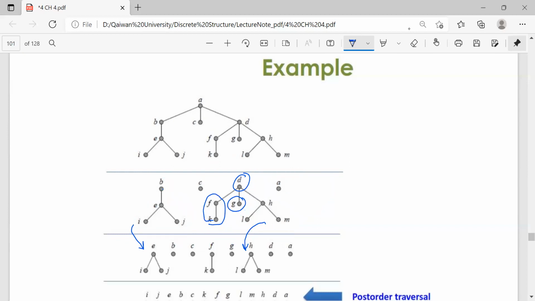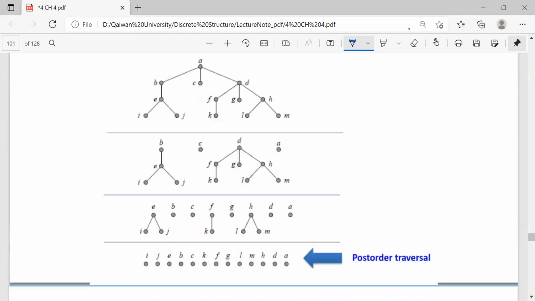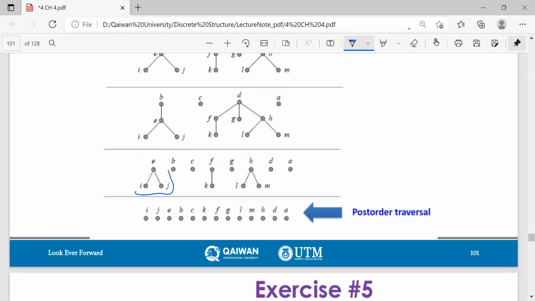That's it. Now in the next step, what do we do here? We have this tree and this tree.